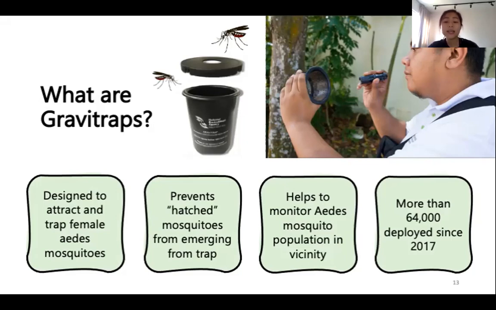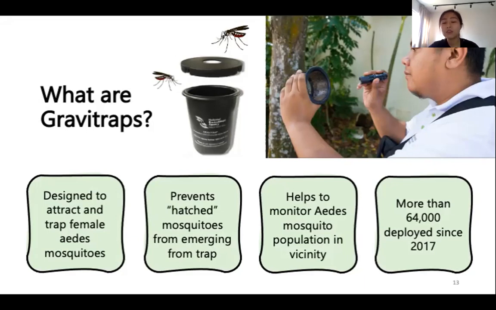And the data here helps NEA to prioritize resources by directing officers to search for and destroy the breeding habitats at locations with a higher Aedes mosquito population. As of now, there are more than 64,000 Gravitraps deployed island-wide to monitor the mosquito population in Singapore.